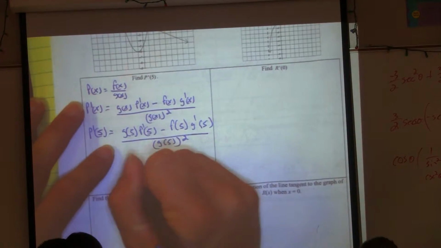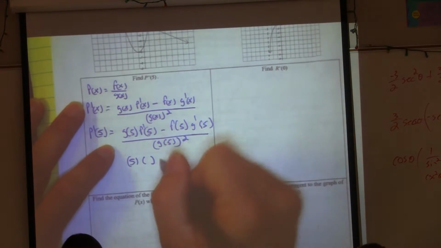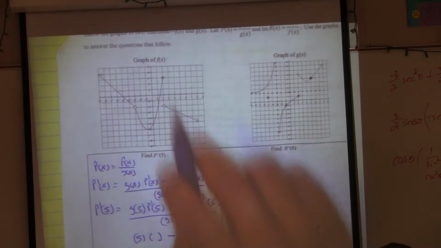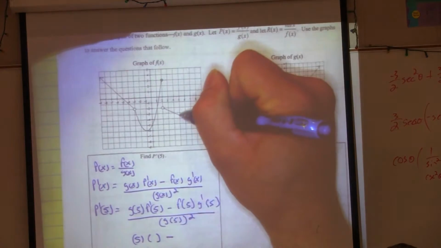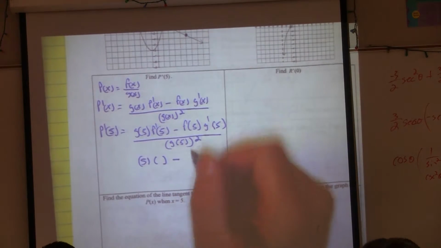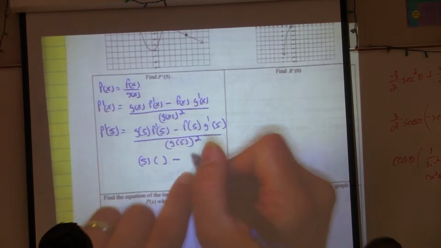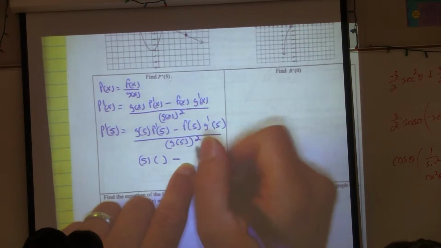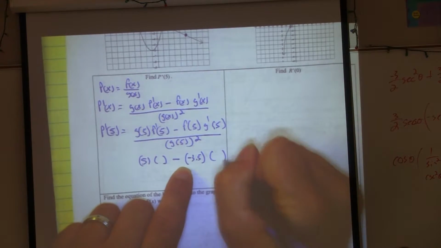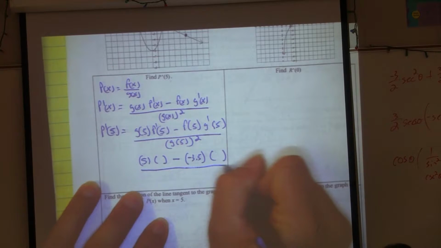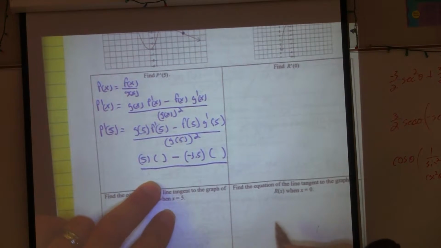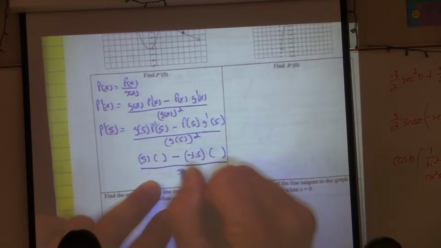So we have 5 times something. Minus, what's f of 5? Go to the f graph, go to 5, and where am I at? Negative 3.5. So how do I write that? Negative 3 over 2? I don't know. Negative 3.5? Okay. Times g prime of 5, we'll figure that out right now. All divided by g of 5 squared. So what was g of 5 again? 5? So 5 squared.